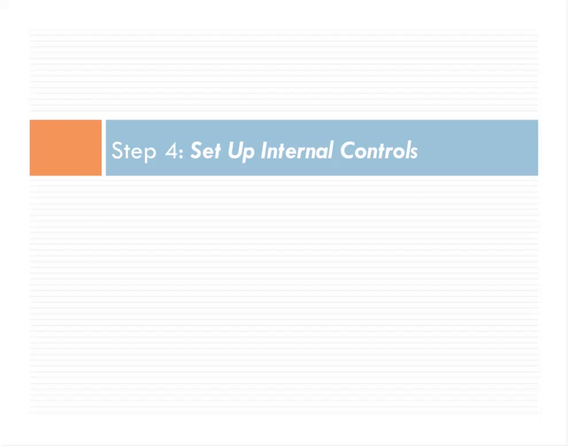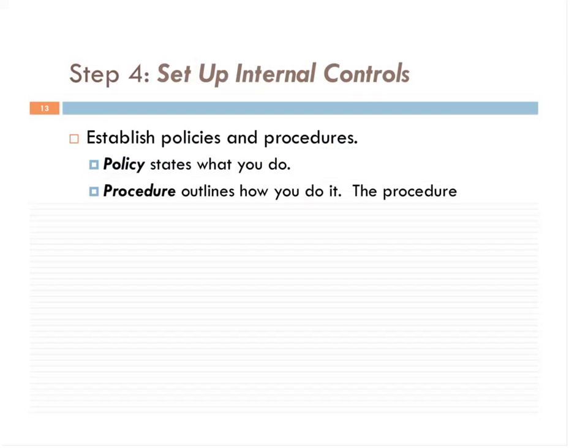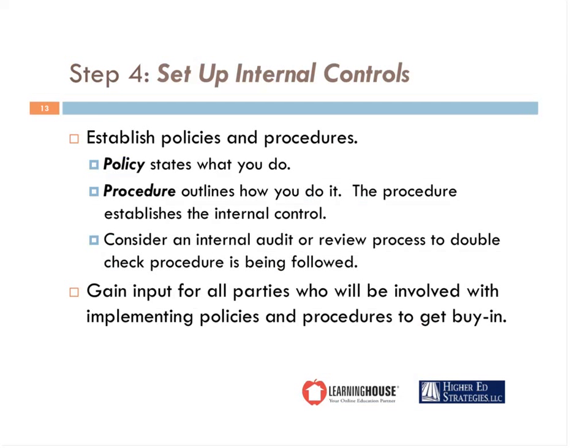Setting up internal controls, step number 4, is really quite critical. Many schools do establish policies and procedures and put them on the shelf, only to refer to them maybe when an auditor or program reviewer comes in. But it is important, especially in non-traditional programs, to develop sound policies and procedures. Policies state what you do. The procedure is really the internal control because it outlines how you're going to do it or how you do it.